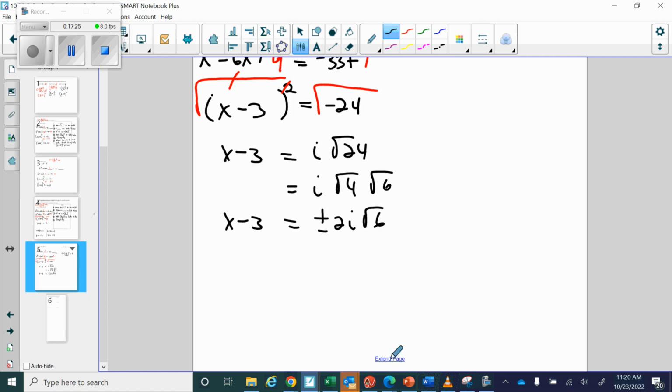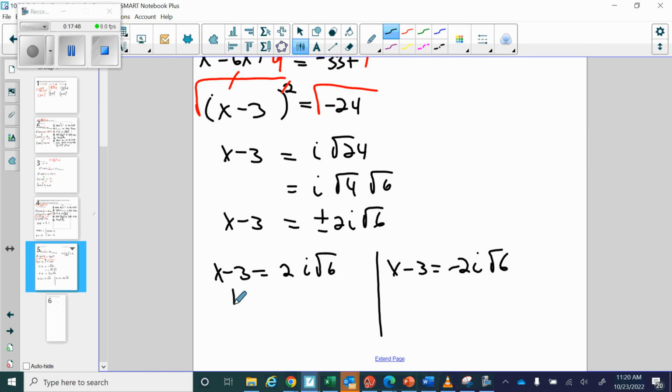So here, I'm going to write my 2 equations to solve for x. One is going to be x minus 3 is equal to the positive 2i radical 6. The other one is going to be x minus 3 is equal to negative 2i radical 6. And here, I'm just going to add 3 to both sides. And so when I do that, I get x is equal to 3 plus 2i radical 6. And this one, add 3 to both sides, is equal to 3 minus 2i radical 6. And those are your solutions.